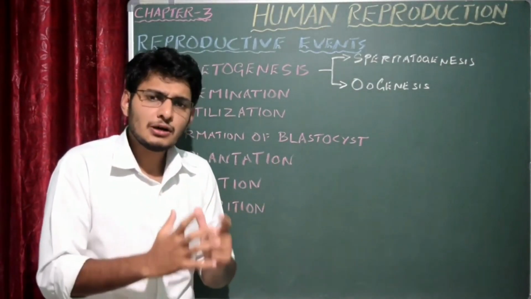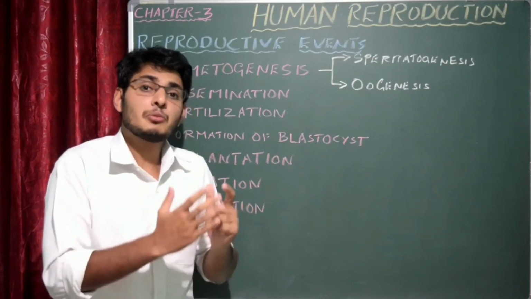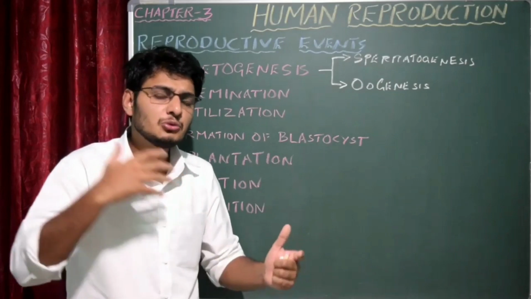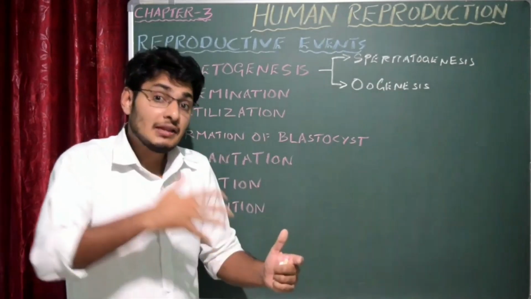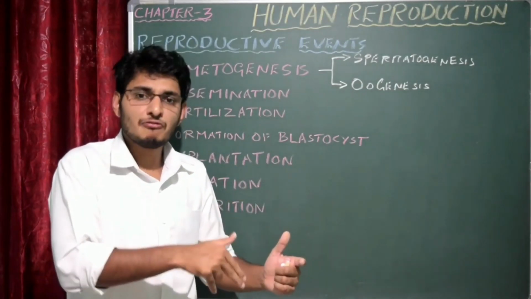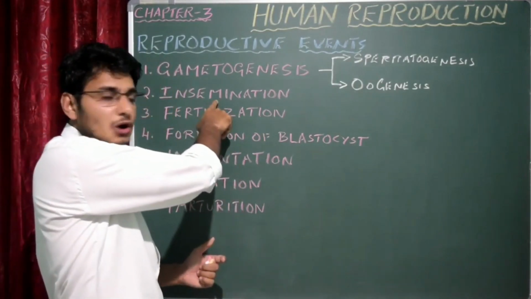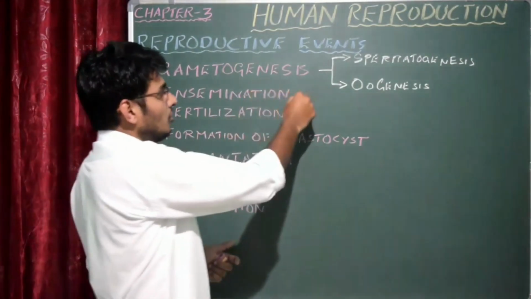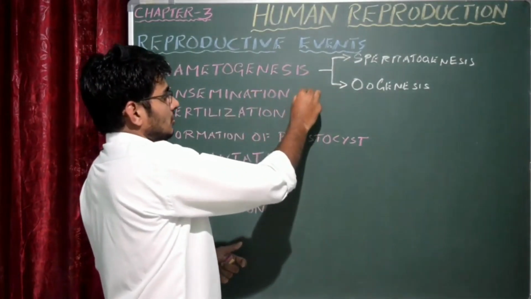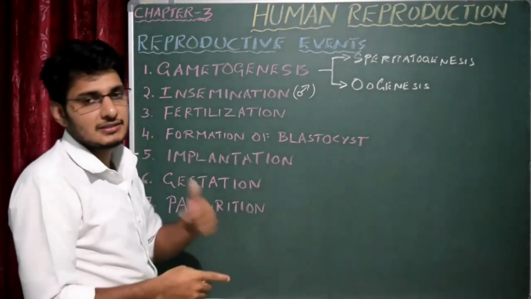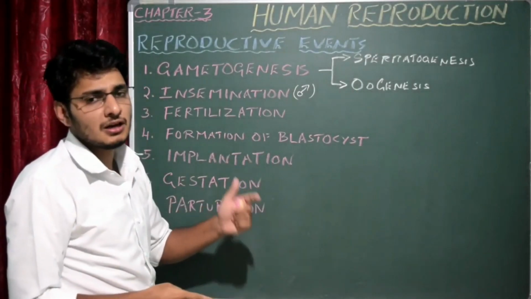Okay, so during the coitus, what happens? The male reproductive system now releases millions of sperms into the female reproductive tract. This process of release of the sperm from the male reproductive system is called insemination. This particular word is related to the male. Insemination is by the male, that is the release of sperm into the female reproductive tract.